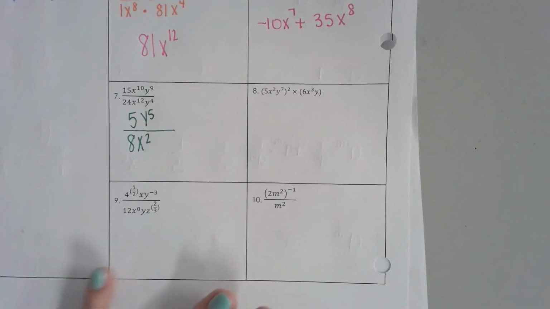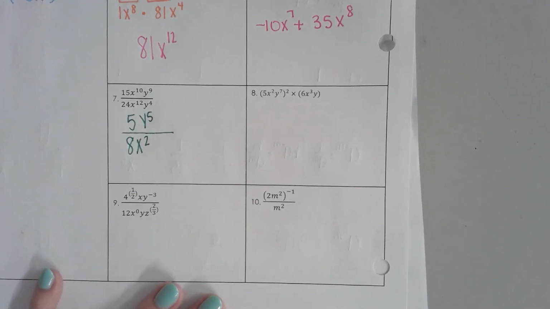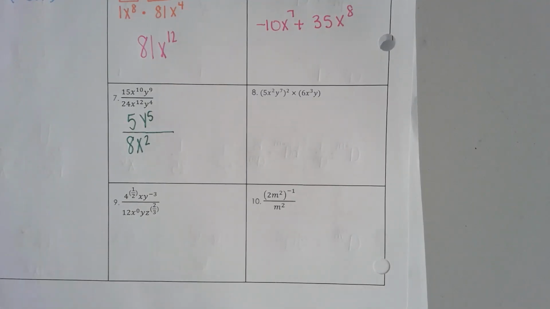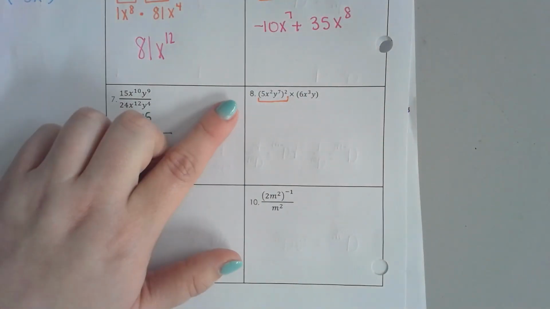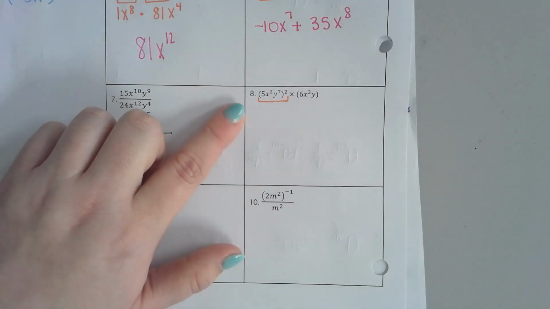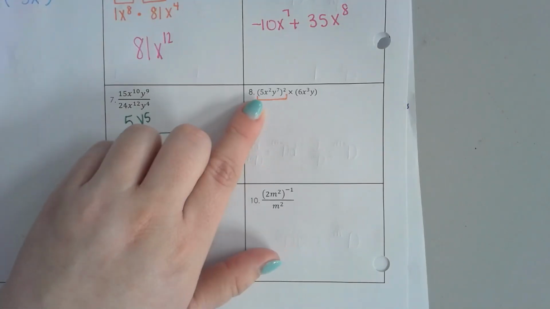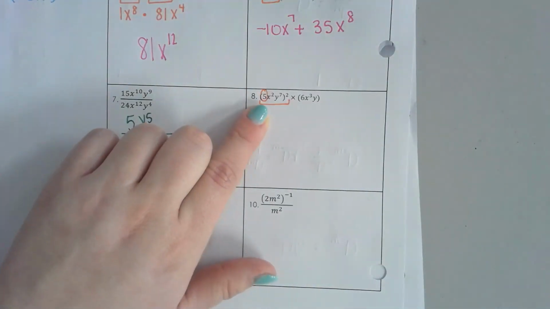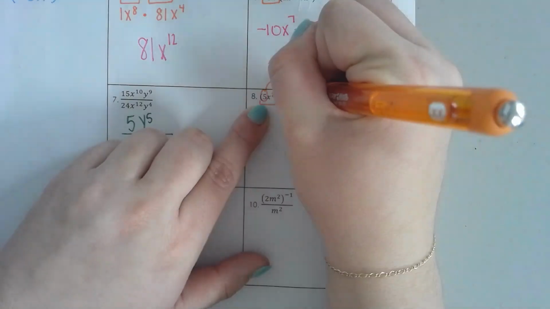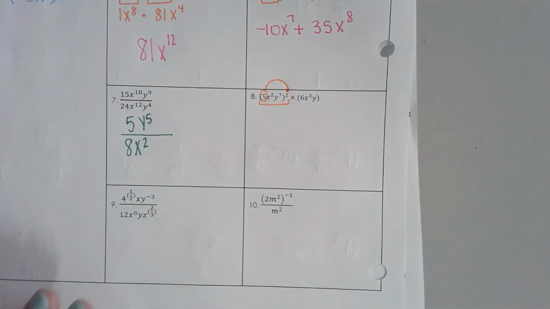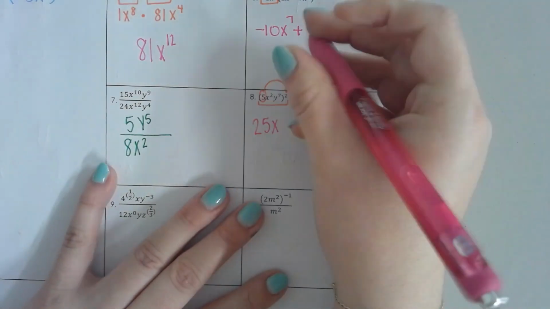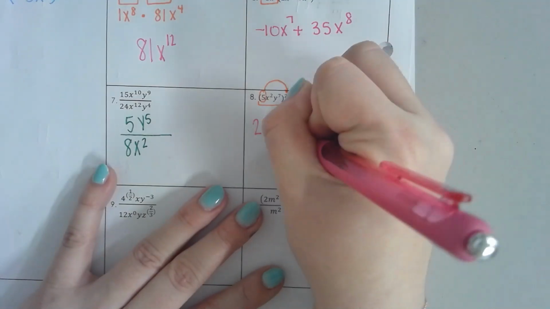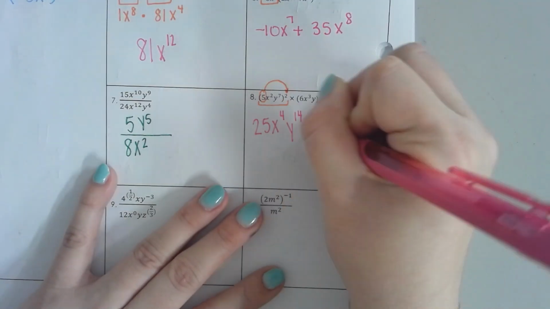All right, number 8. We ready? For number 8? Y'all got number 8? Yeah. Okay. Do this first part. We're raising to the 2nd power. Is this 5 an exponent? Nope. So you raise it to the 2nd power just like normal, which is what? 25. X to the 4th, y to the 14th, times.